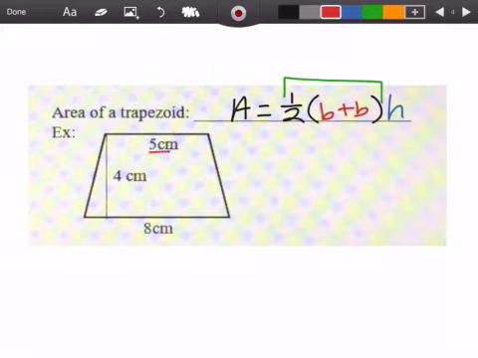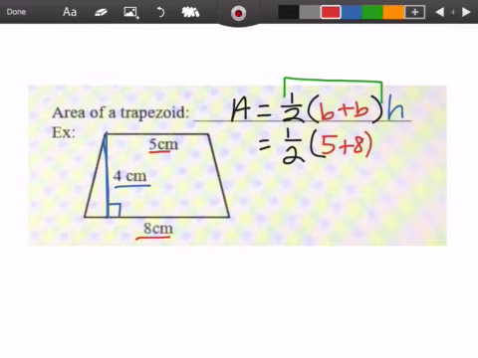So our two bases are 5 centimeters and 8 centimeters, and our height again is this length from the top corner down to the bottom where it forms a right angle, and that's 4 centimeters. So we are going to plug that information into our equation. We have 1/2 times the two bases, 5 plus 8, and then times the height of 4. And we need to follow order of operations here, so we're going to do what's in the parentheses first. 5 plus 8 is 13.